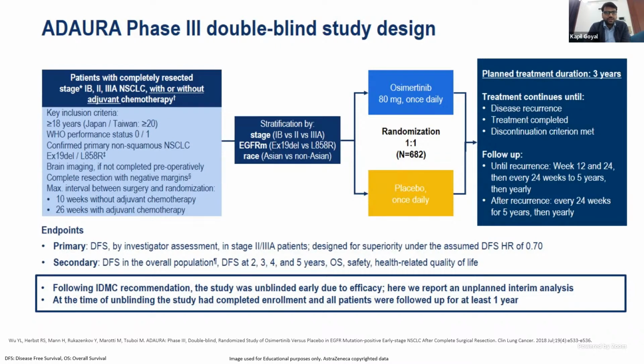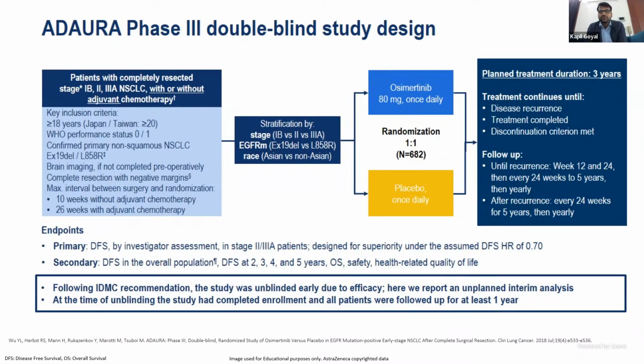Brain imaging had to be done if it was not completed preoperatively, and patients should have undergone complete resection with negative margins. The maximum interval between surgery and randomization was 10 weeks if adjuvant chemotherapy was not received, and if adjuvant chemotherapy was received, the gap could be 24 weeks, allowing for 4 cycles of 3-weekly chemotherapy. Stratification was done according to stage, EGFR mutation, and race. These patients were randomized into 2 arms.